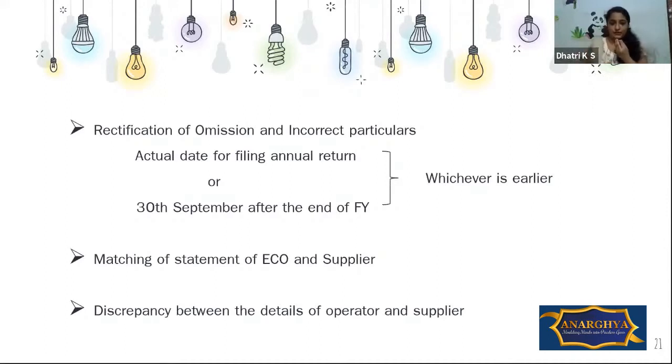Suppose they fail to rectify the same, then in such cases, whatever output tax liability is extra will be added to the output tax liability of the supplier, and he is required to pay tax in the succeeding month along with interest. However, this concept of matching is not active yet.